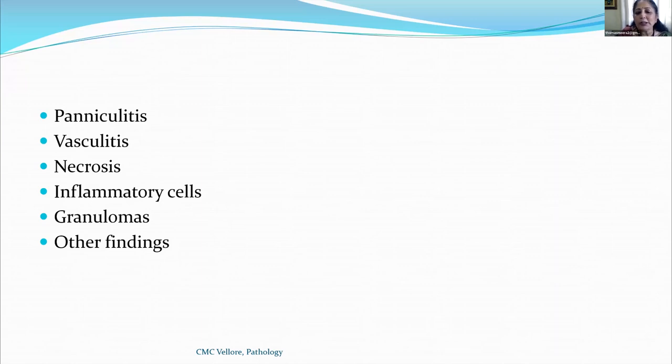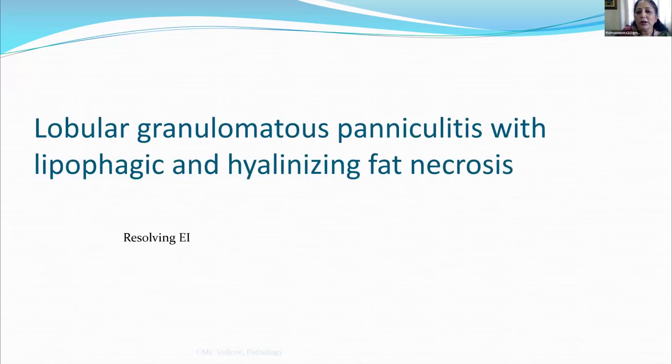Inflammatory cells are predominantly lymphocytes, histiocytes with granulomas. There's no calcification. There is no foreign body seen here. There's no needle-shaped crystals, right? So this is what I would call predominantly lobular granulomatous panniculitis with lipophagic and hyalinizing fat necrosis. I won't call it straight erythema induratum because I'm not seeing vasculitis. So maybe a resolving erythema induratum. If there was vasculitis, I would have called it straight away erythema induratum.